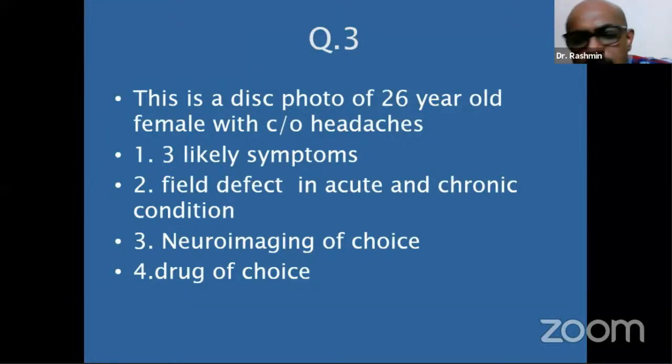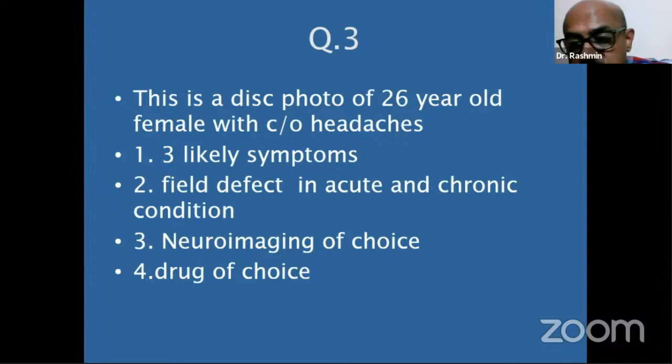Field effect in acute papilledema. So this is papilledema. There is no such thing as benign intracranial hypertension. Please, that term has been given up. Idiopathic intracranial hypertension is a diagnosis of exclusion. So what you have arrived at is papilledema because of raised ICP. Your field effect in acute papilledema would be enlarged blind spot. In a chronic papilledema, it'll be ring scotoma or generalized constriction of visual field.